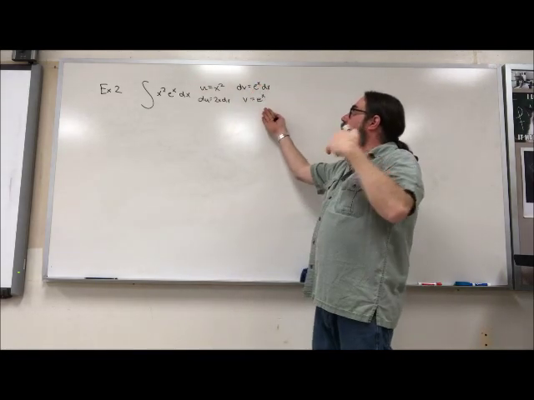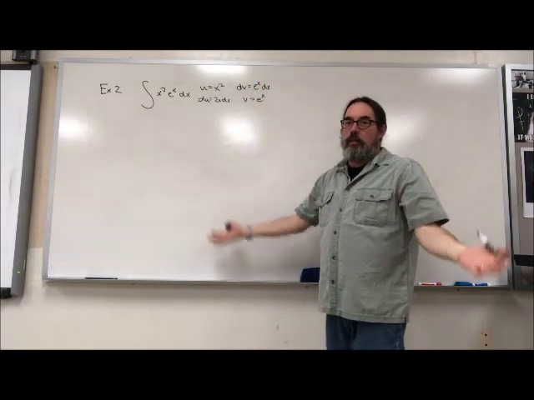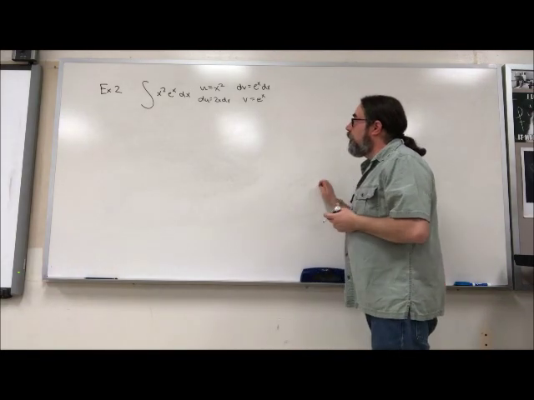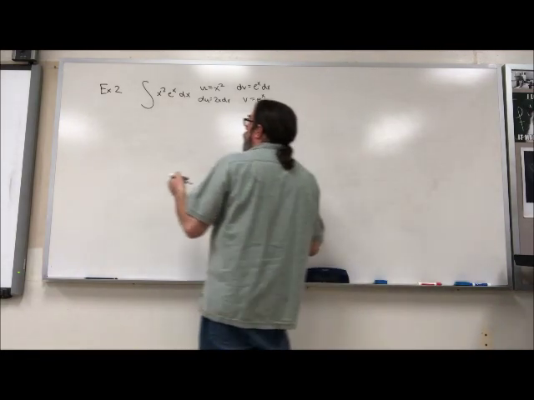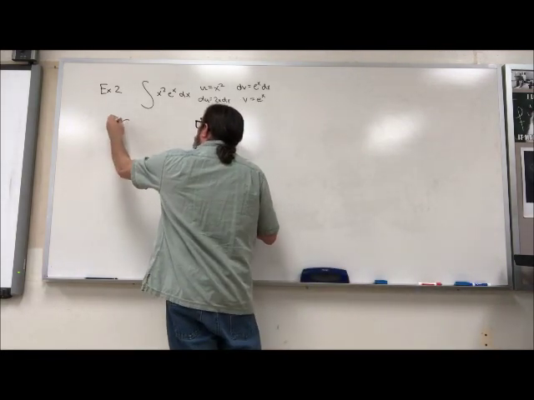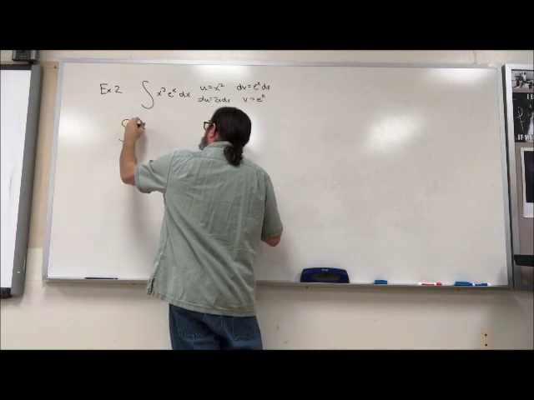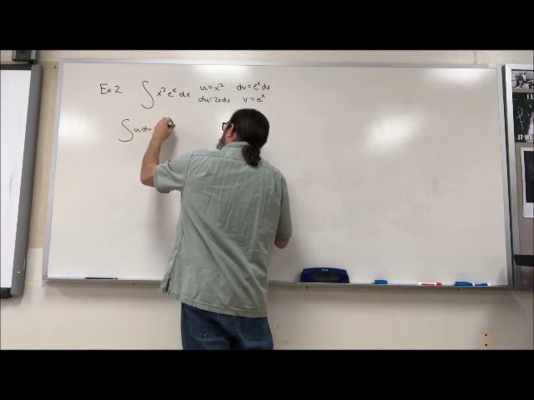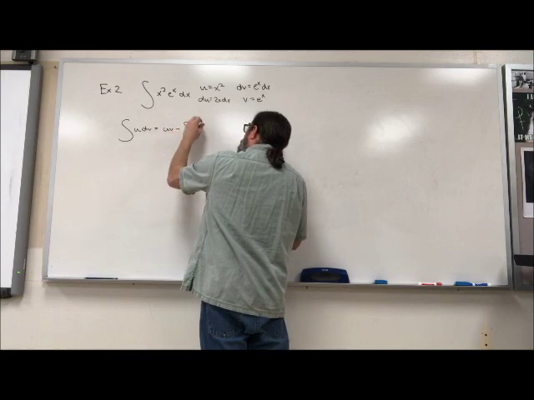Because the derivative of e to the x is e to the x. That's what's so wonderful about e to the x. So remember our formula once again. The integral of u dv equals uv minus the integral of v du.